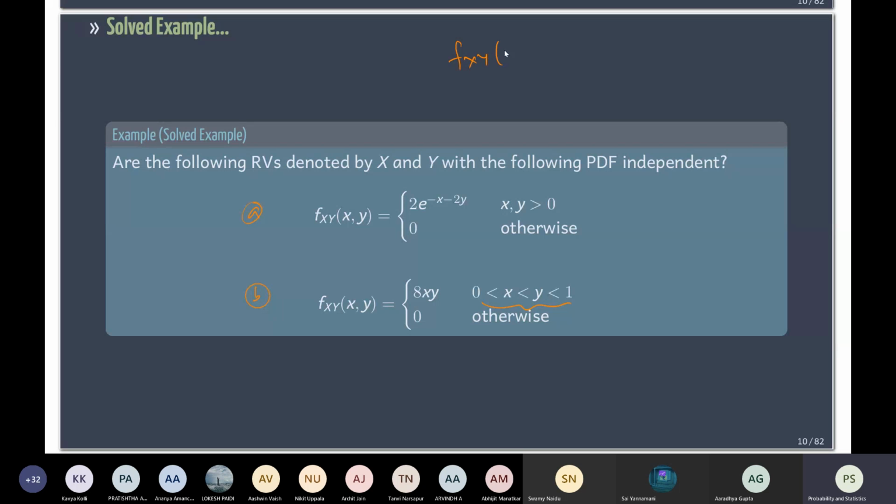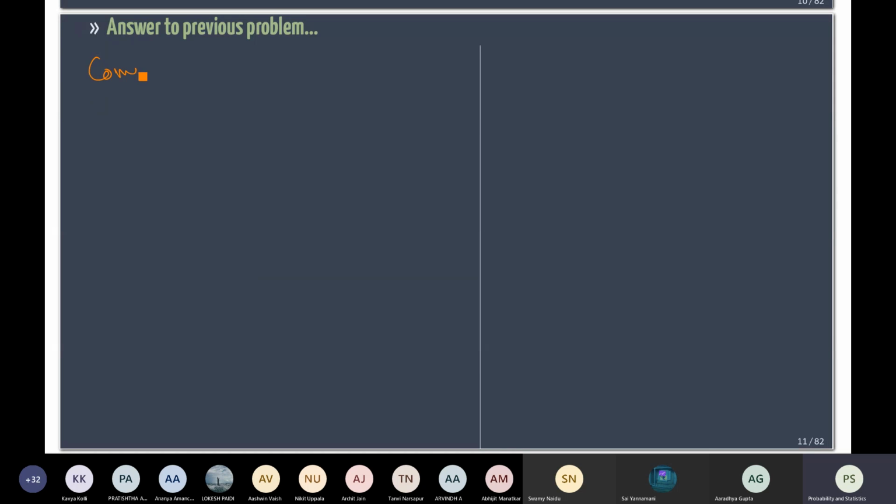For the joint PDF, what we are asking is whether it can be written in terms of the marginals, and these limits have to be taken into consideration too. So let us see if we could write this as a product of the marginals. We are supposed to find the marginals, and then check whether I can write the joint as a product of them. So what is the definition of the marginal? Let us compute the marginals.